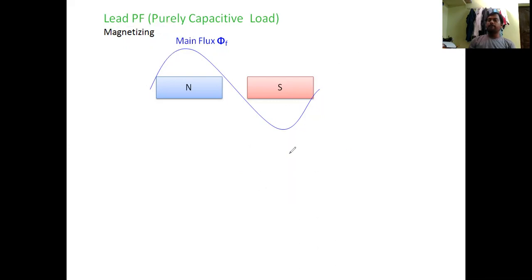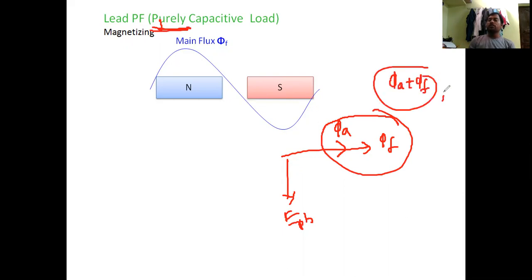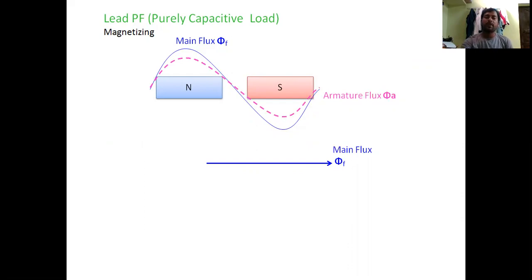That's why you can see this clearly. This is phi F. This is induced EMF per phase, and the flux production is also 90 degrees leading, as it is a purely capacitive load. That's why these two are in phase. Phi A is adding with phi F, so the total flux increases. Flux increasing is nothing but what is called the magnetization effect. So you can see that clearly. This is adding in nature because of this purely capacitive load.